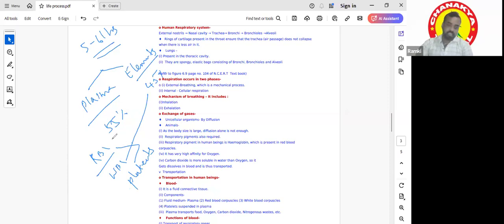Then WBC. The WBCs are called leukocytes or white blood cells, which are responsible for giving immune power to our body. Then finally we have platelets. The platelets are responsible for blood clotting. Which ion is present in RBC? Fe2 plus ion. For blood clotting, calcium ions are needed. Note it down.